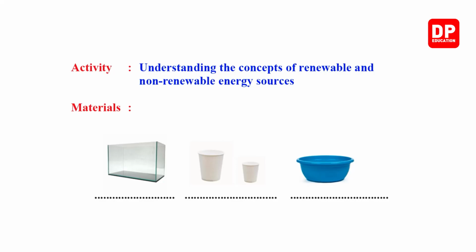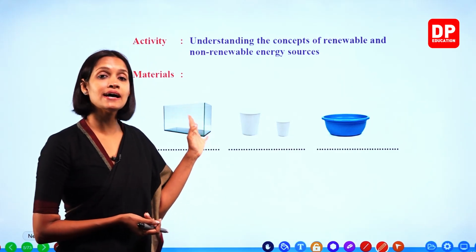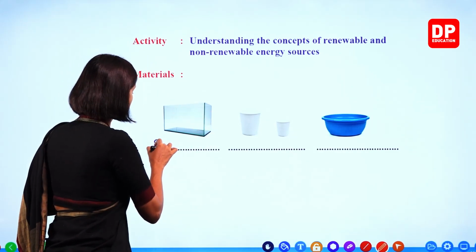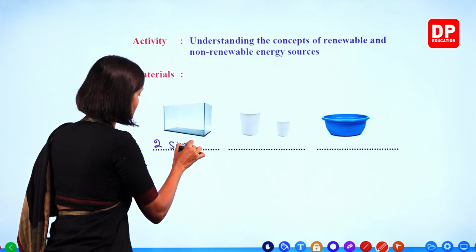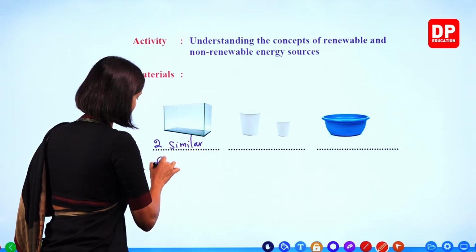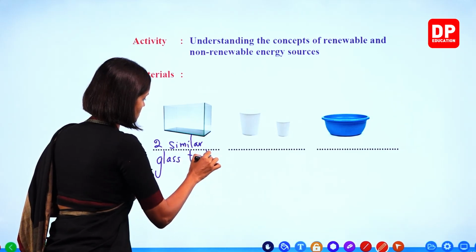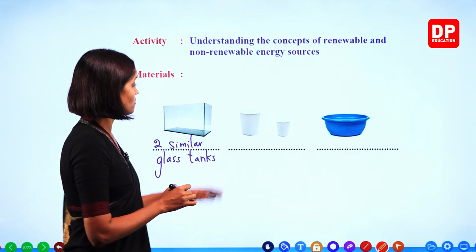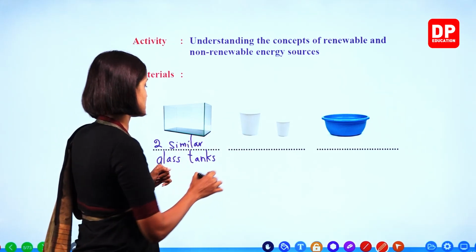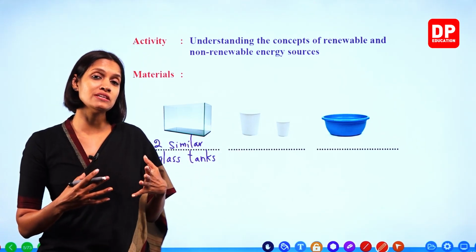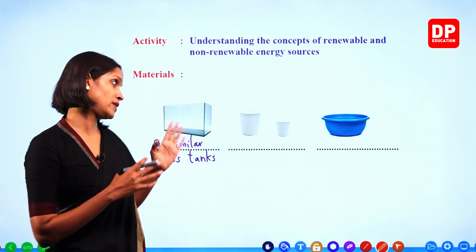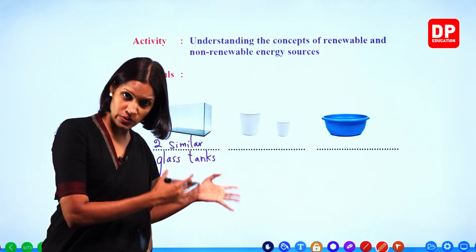Understanding the concepts of renewable and non-renewable energy sources. Okay. So what do we need to do this activity? We need two similar glass tanks. And then we need cups of different sizes, right? If we are doing this as a group activity at school, that is the method we are going to explain now.